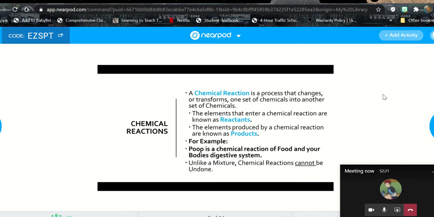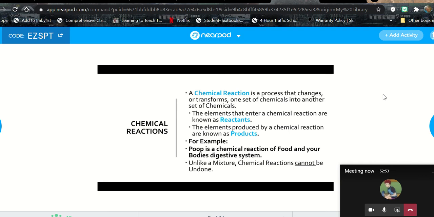A chemical reaction is a process that changes or transforms one set of chemicals into another set, all right? So you have two sides to a chemical reaction. On the first side, you have your reactants, which are the elements that are going into the reaction. And then on the other side, you have the products, the aftermath. So your reactants, boom, a chemical reaction happens, and then you have your products. The products are at the end, on the other side of the reaction.